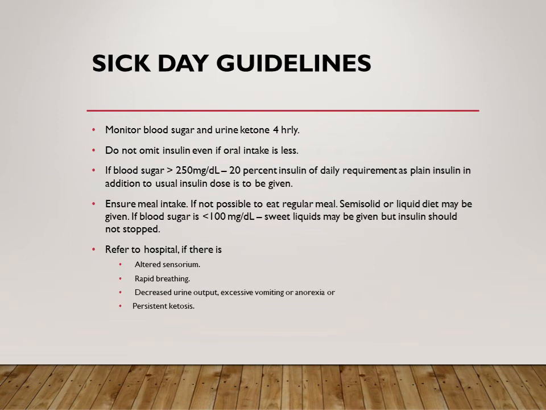If it is not possible to eat regular meals, a semi-solid or liquid diet may be given. If the blood sugar is less than 100 mg per deciliter, sweet liquids may be given, but insulin should not be stopped. Refer to the hospital if there is any sensorium change, rapid breathing, decreased urine output, excessive vomiting, anorexia, or persistent ketosis.